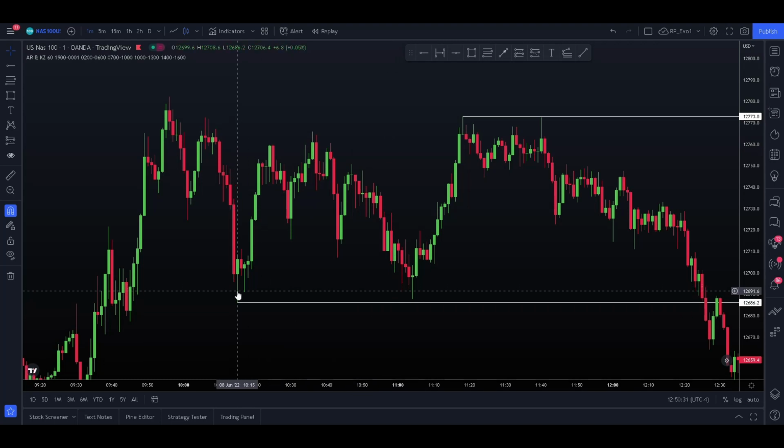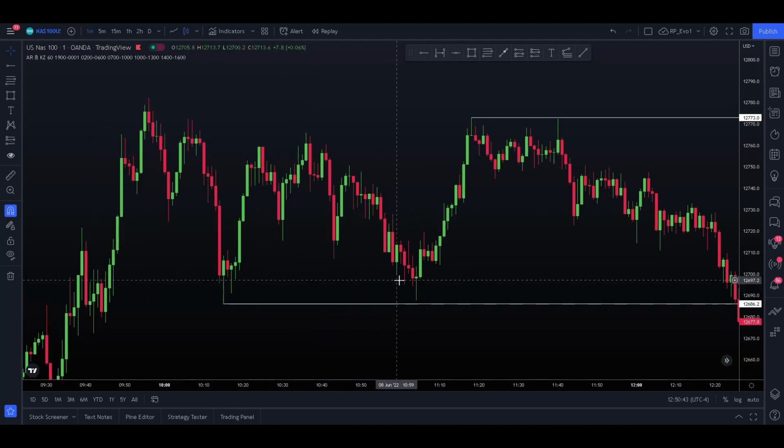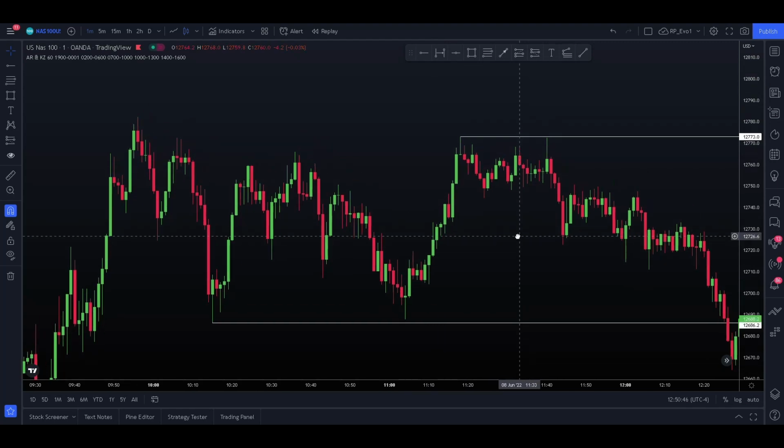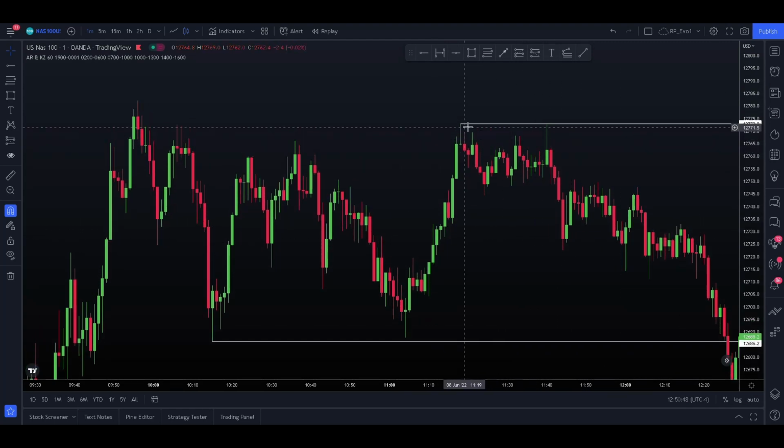This happened at 10:15 and this low happened at 11:04, so roughly 50 minutes. It took almost an hour to create this pool of liquidity, so a very strong pool of liquidity. And if we compare these highs, we can see that there was only a shallow retracement from this high, and it took about 22 minutes to create these highs. So again, it took less time to create this pool of liquidity here, the buy side, and the retracement was really shallow.